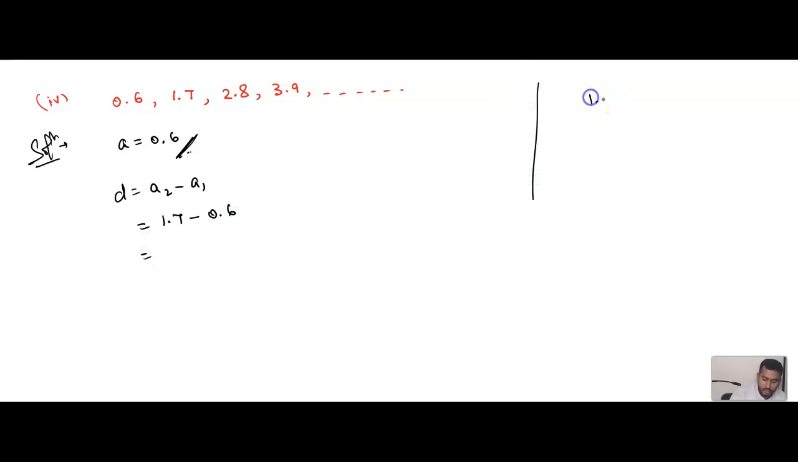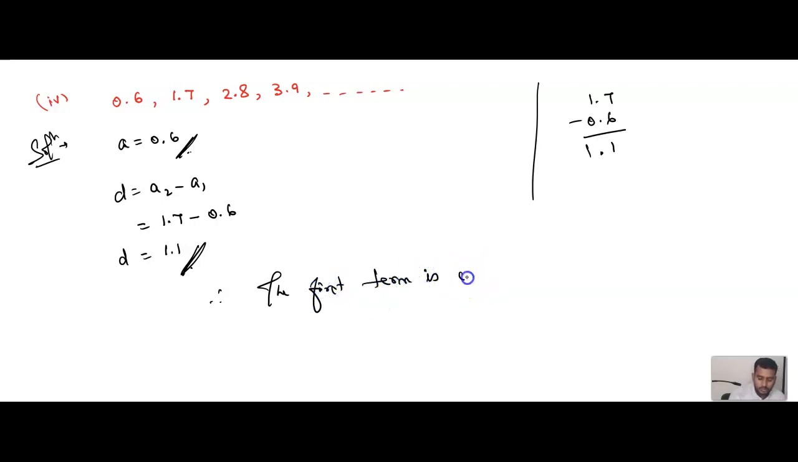That's nothing but 1.7 minus 0.6. 7 minus 6 is 1. 1 minus 0 is 1 itself. So the final answer is 1.1. This is our common difference. Therefore, the first term is 0.6 and the common difference is 1.1. I hope you all have understood this problem, children, right?